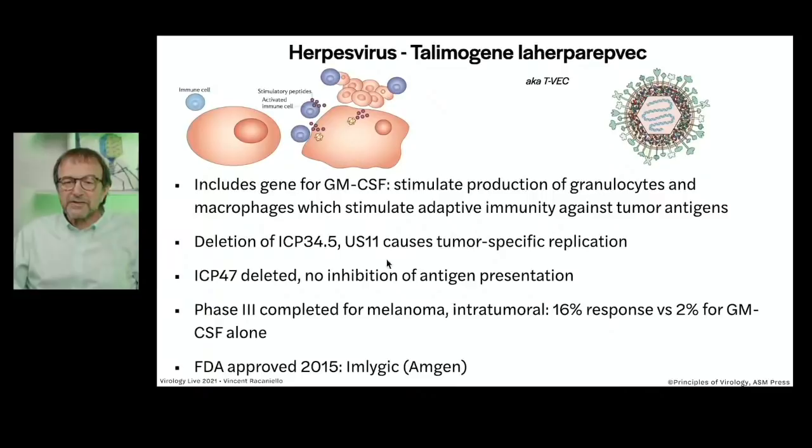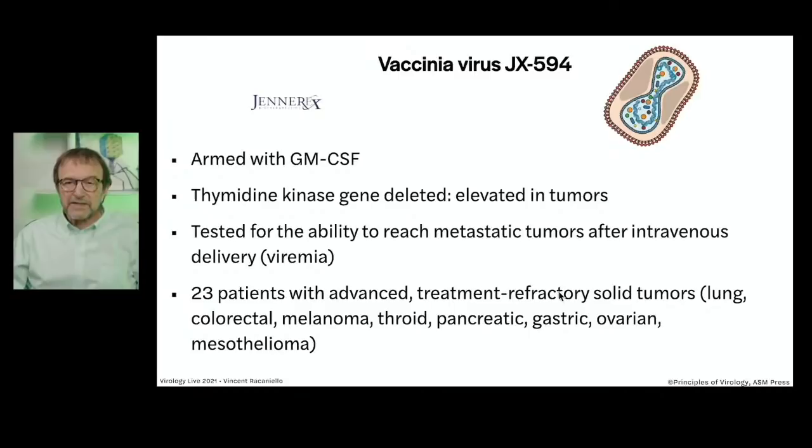We delete ICP47, which would normally inhibit antigen presentation, but we want antigens displayed because then the CTLs will kill them. And after phase three for melanoma, where they inject this into the tumor, 16% response, and so it was licensed. So it's not a big, you're not going to live forever, but it will improve your life, and so this has been licensed. Vaccinia virus is also being explored by a company called Jennerex, in honor of Jenner, JX594.